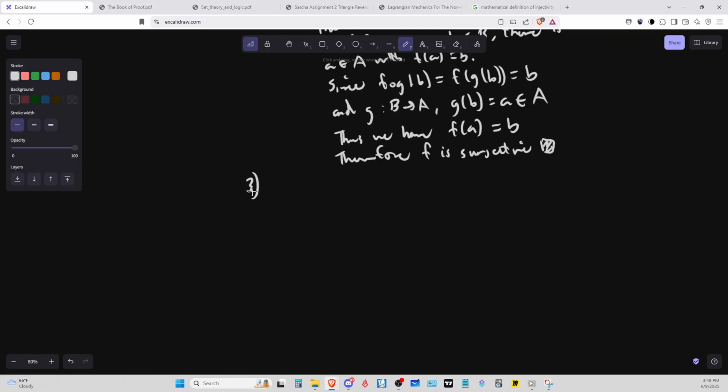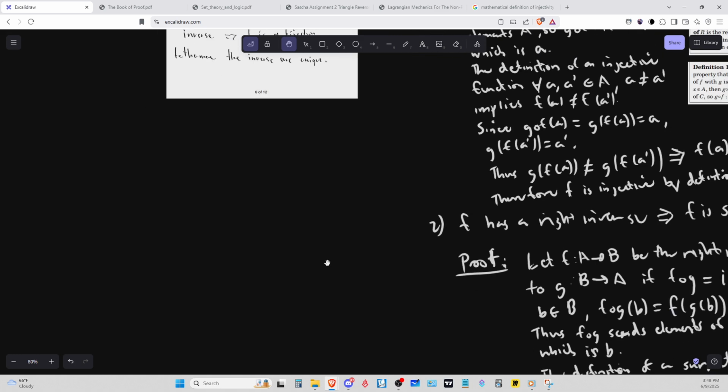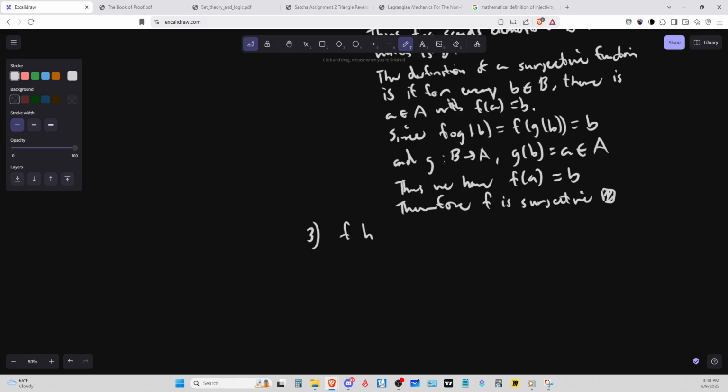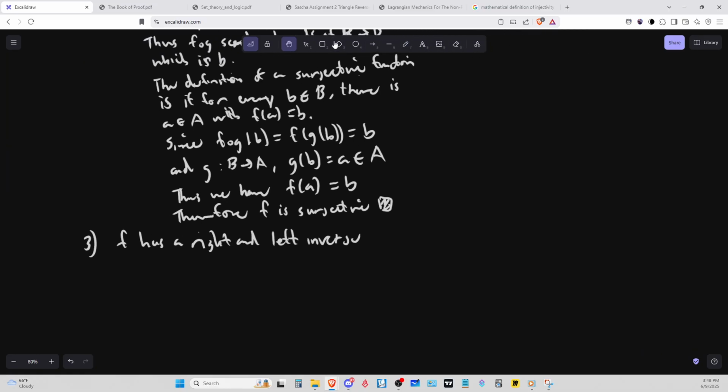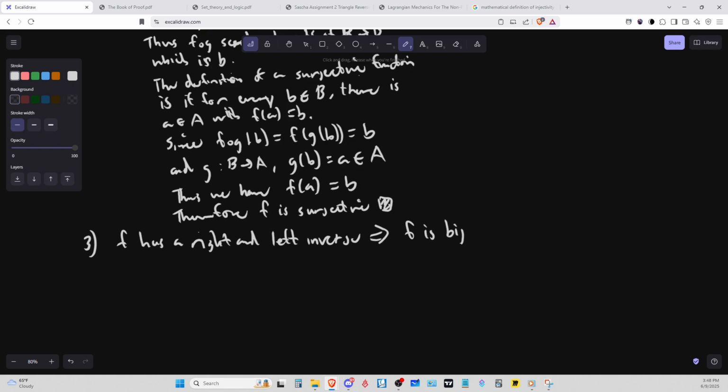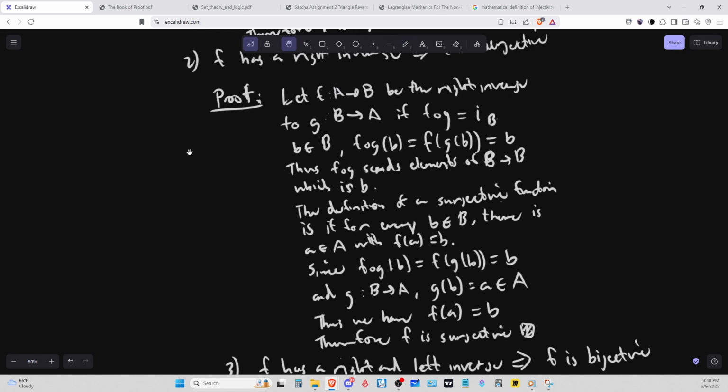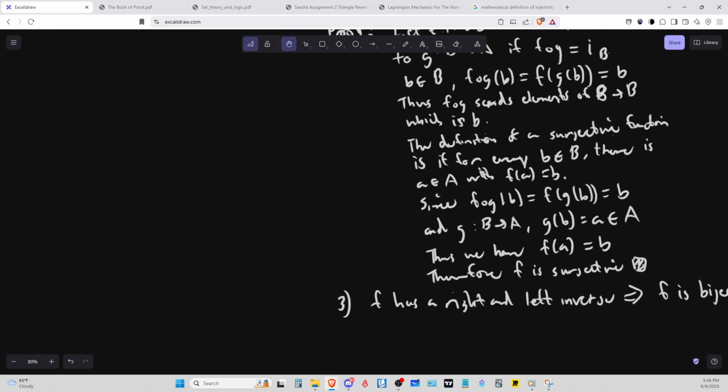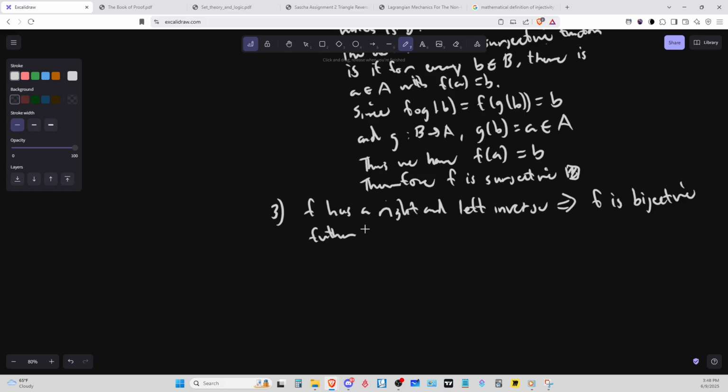So, number 3. F has a right and left inverse implies F is bijective. Furthermore, the inverse is unique.